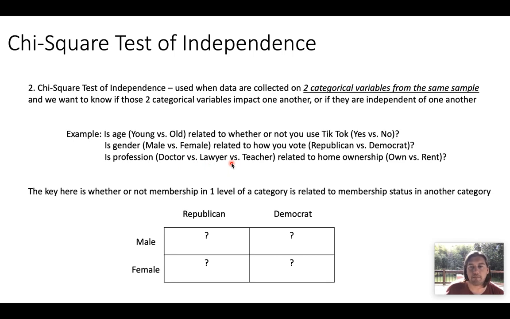So let's take this example first. We can express, let's take the example of voting and gender.